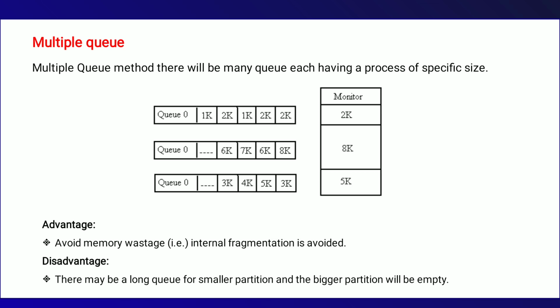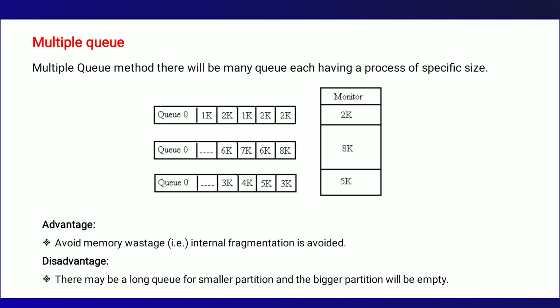The processes which are greater than 2K and less than or equal to 5K will form a separate queue. Here, in multiple queues, the advantage is that memory wastage is avoided. Internal fragmentation will be avoided.